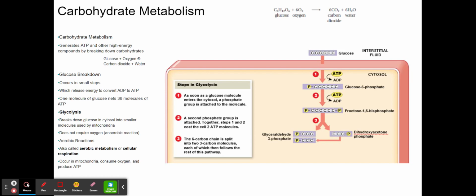Most cells generate ATP and other high-energy compounds by breaking down carbohydrates, especially glucose, and we can summarize the complete reaction as follows. You have glucose plus oxygen will release carbon dioxide and water.